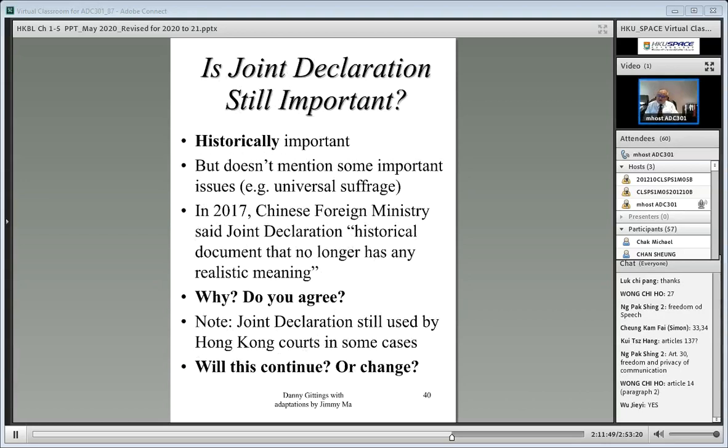Is it still important? Yes, of course, historically, although it doesn't mention some important issues such as universal suffrage. And back in 2017, three, four years ago, the Chinese Foreign Ministry said the Joint Declaration is a historical document that no longer has any realistic meaning. Really? In 2017, around the time when the White Paper was issued, they asked why, and do you agree?